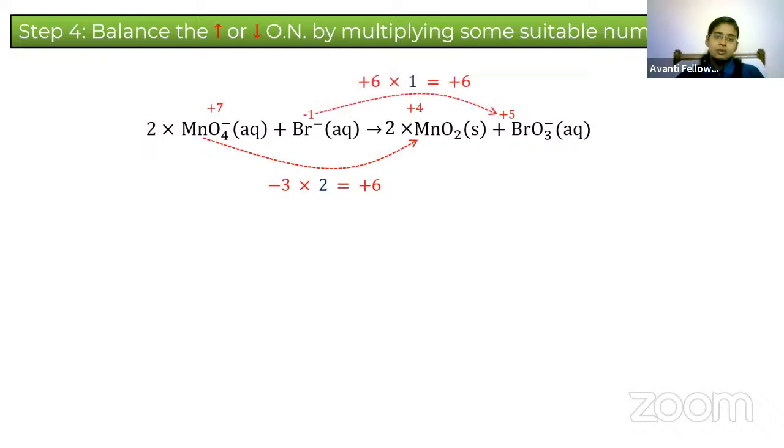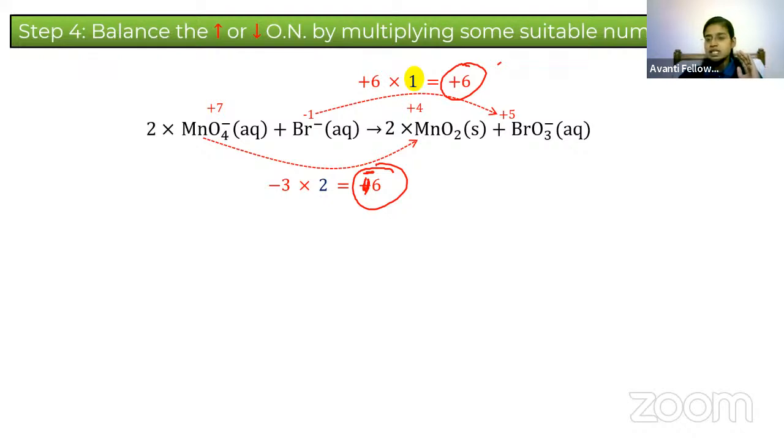Then if you go for the bromine, it is already having plus 6. This is minus 6, right? Minus 3 into 2 is minus 6. So minus 6 and plus 6. The electrons lost by bromine is 6, and the number of electrons gained by manganese is 6. Now both are equal. So both the charges are equal. The number of electrons lost and gained are equal now, so it is over now.